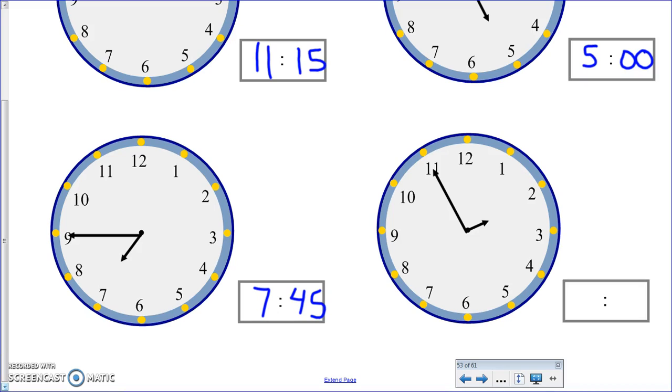Finally, for the last clock, we have the hour hand between the 1 and the 2. It's almost to the 2 because it's almost 2 o'clock, but not quite. So we have 1 hour and 55 minutes. Please make sure those are copied down and this half sheet is glued in your math notebook.